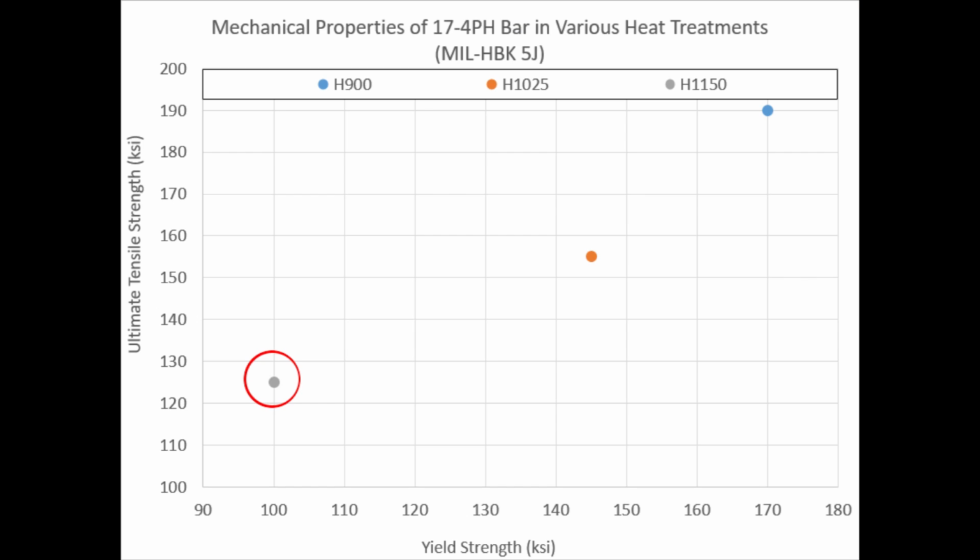So last but not least, we have 17-4 PH in the H1150 condition. This is going to be the softest of the standard heat treatments available for this material. The tensile strength is about 125 KSI and the yield strength is about 100 KSI. But what we'll see is that the impact toughness is substantially higher than either the H1025 or H900 condition. So let's go ahead and give it a whack.